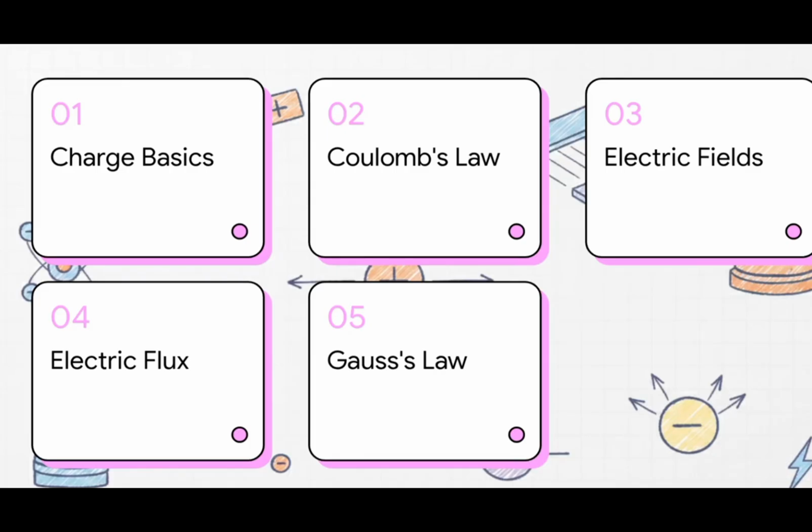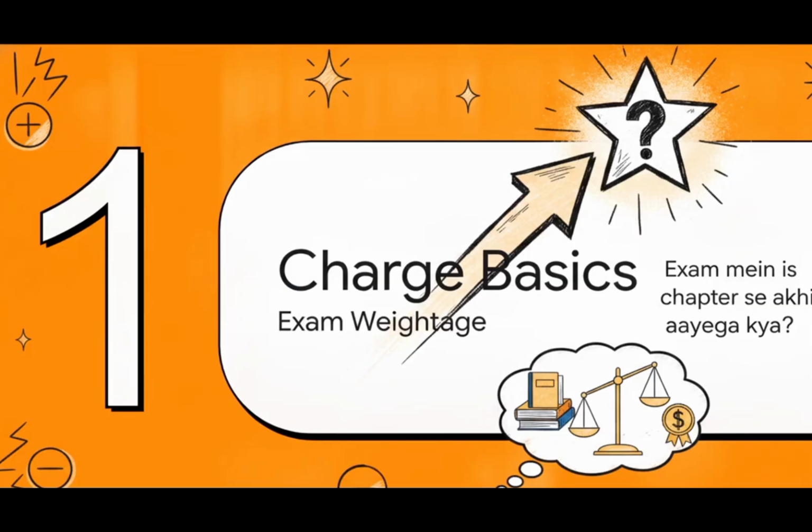Our central mind map for today is broken down into 5 simple branches. We'll start with charge basics and exam weightage, move through Coulomb's law, hit electric fields, tackle flux concepts, and finally master Gauss's law applications. Mapping it out like this means absolutely nothing is going to slip from your memory during the exam. All right, branch number 1, charge basics and exam weightage.